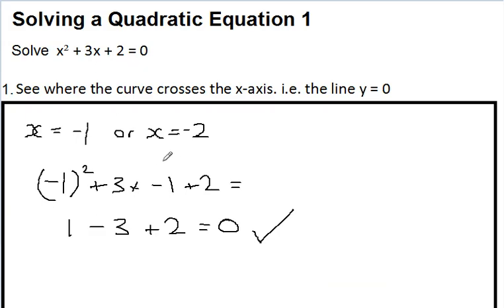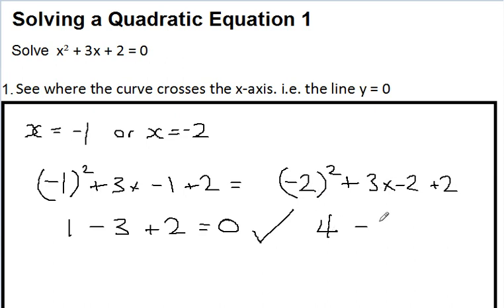Okay, and I could also check for minus 2 as well. So minus 2 squared plus 3 times minus 2 plus 2. Well, minus 2 squared is positive 4, and 3 times minus 2 is minus 6, plus 2. 4 minus 6 is minus 2, plus 2 gives you 0 again. So both of these values of x are definitely solutions of this equation.